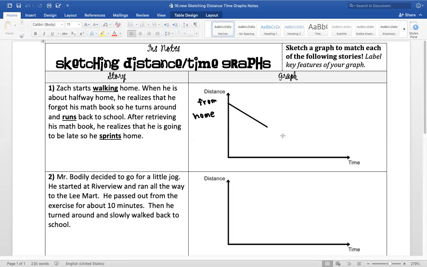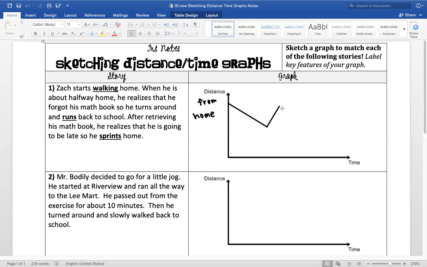Okay, he forgot his math book, so he ran back to school. Now, here is a bad idea of what I could do next. This is not running back to school. This would be walking back to school. You don't want to do that. You want to make Zach run. So he must have flipped right around, and running makes him go straight up like this. Now I'm trying to make sure that I end it at the same place that he started. That's how he gets back to school.